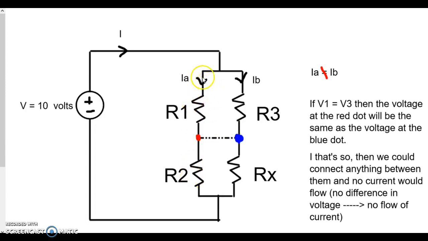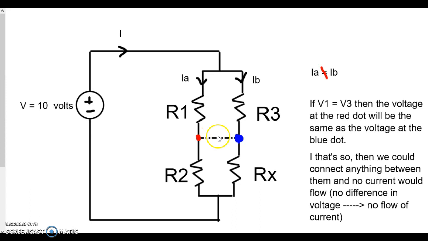R1 and R2 in a branch that we'll call branch A, R3 and some unknown R in a branch that we'll call B. I'm just going to call this a 10 volt battery that's going to deliver some current to this point right here, and the current will split. Whatever I is, it splits into IA and IB. The current that flows through R1 is IA. That same current must flow through R2. We can make the same argument about IB. Whatever IB is, if it flows through R3, it must also flow through RX.